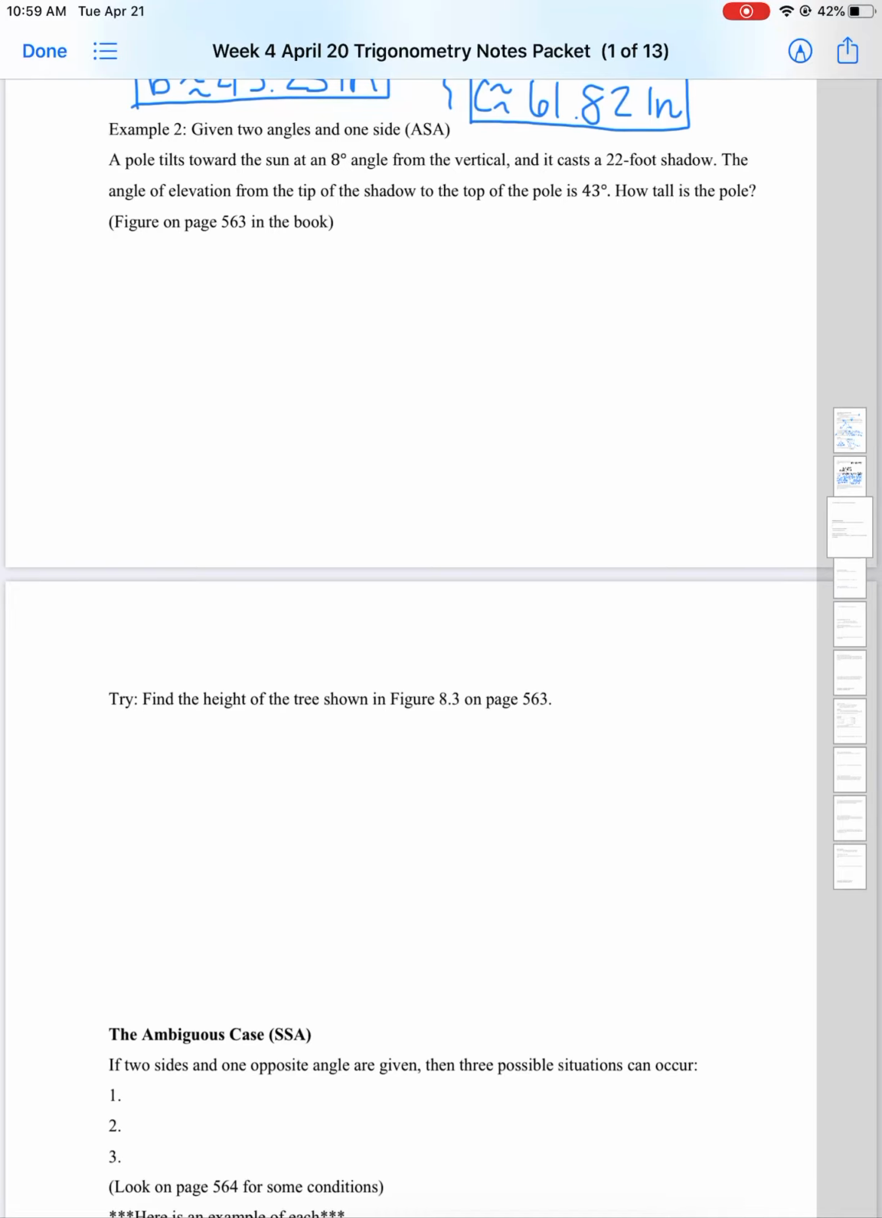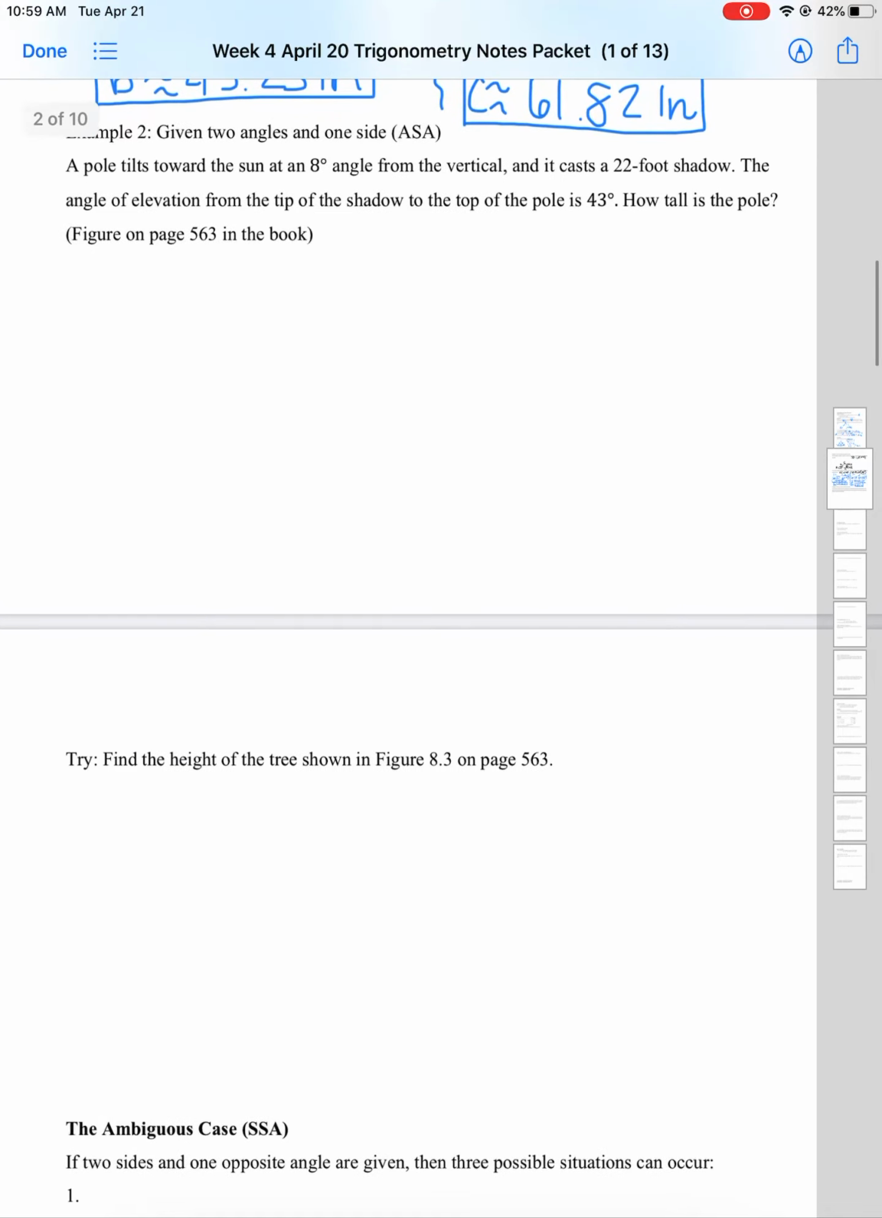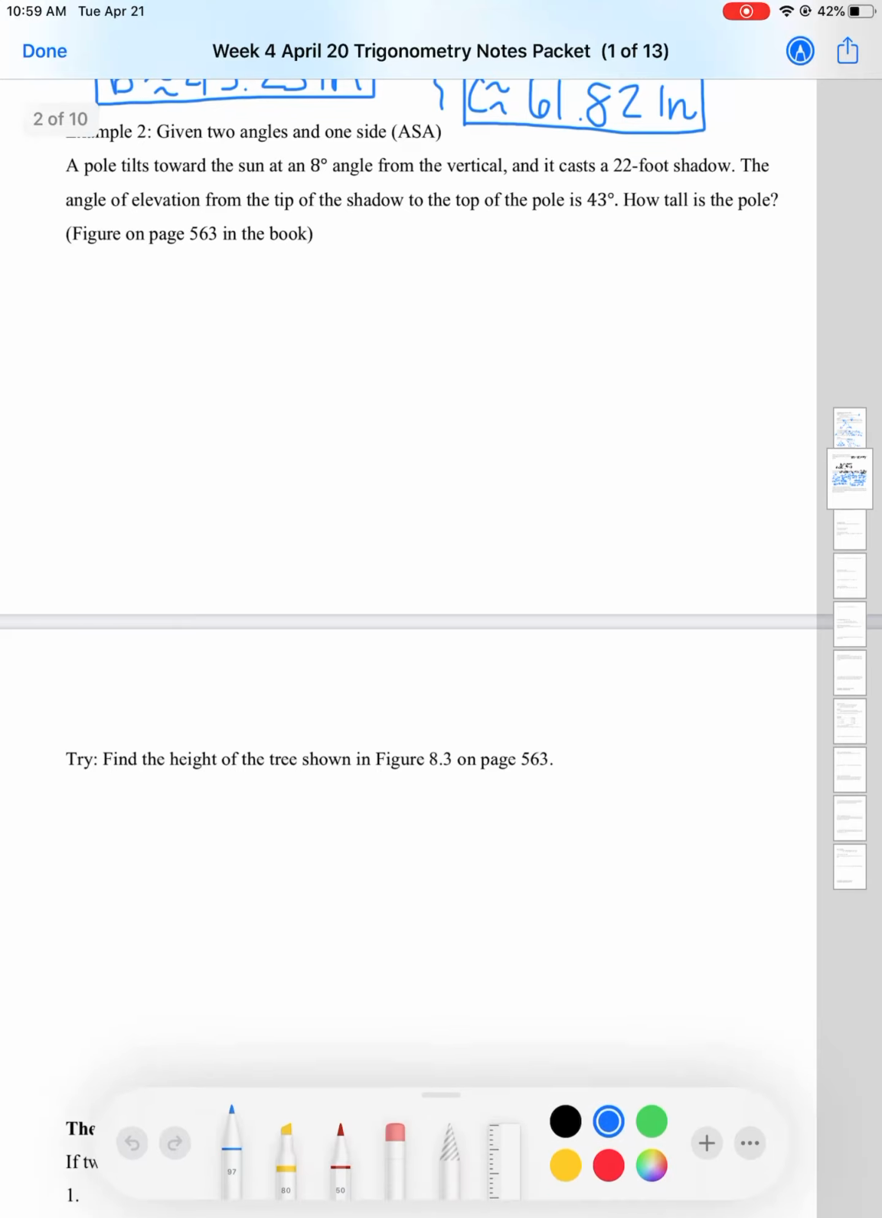Okay guys, continuing on with the 8.1 notes, we've got our first word problem. Here we are given two angles and the included side. See how it is ASA. The side is going to be sandwiched in between the two angles that we are given.